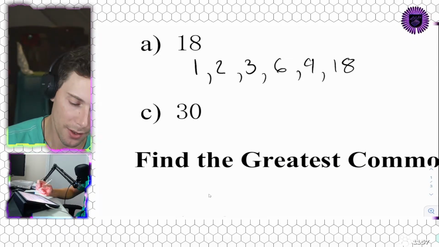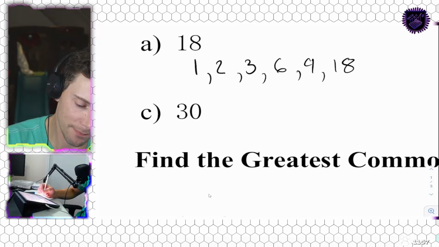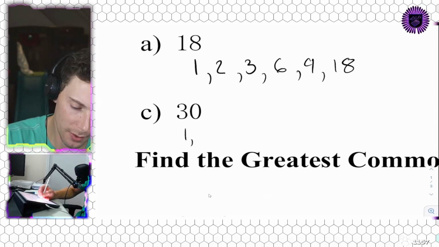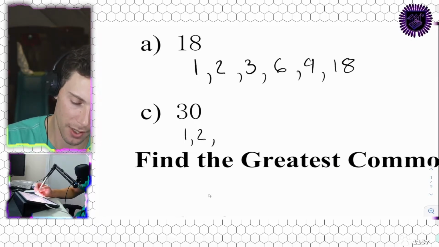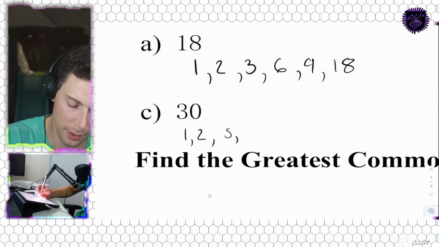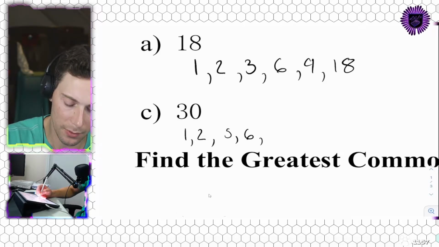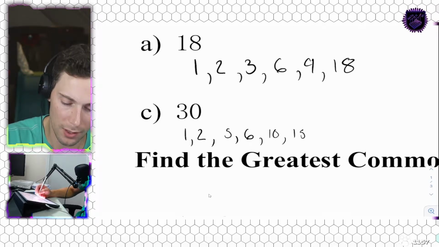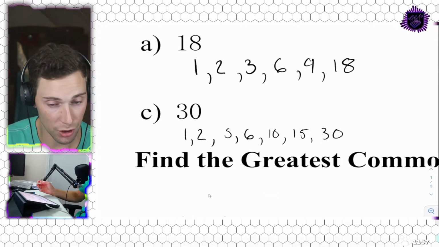All right, question 1C. 30, we're always starting with 1. It's an even number, so 2 is going to be a factor. We're going to have not 4, but 5. We're going to have 6. Yeah, 6. We'll have 10, 15, and 30.